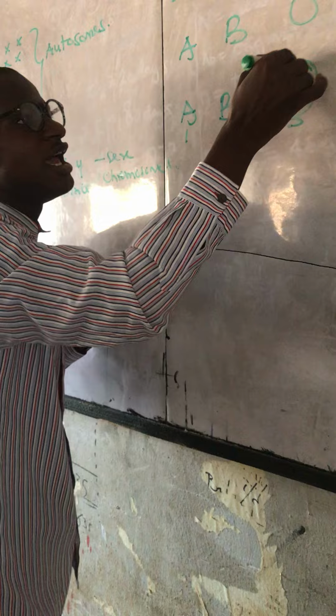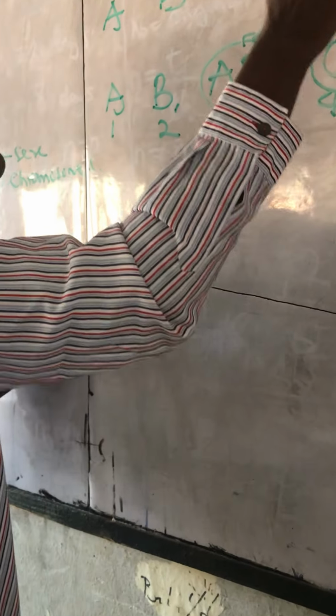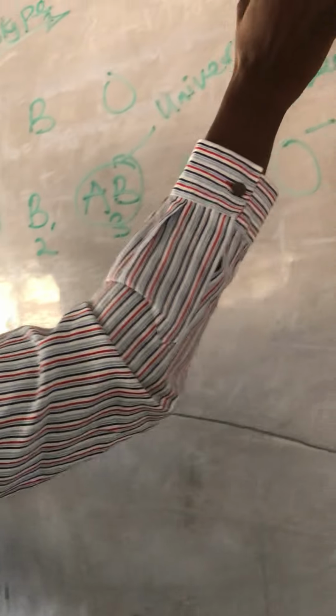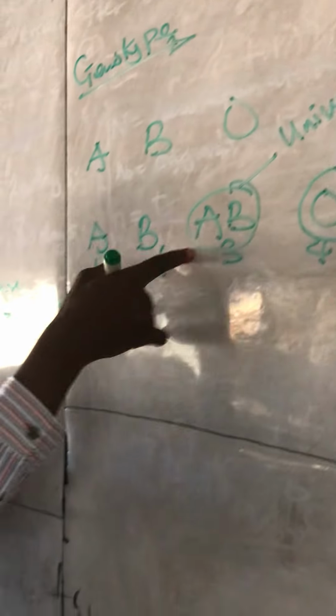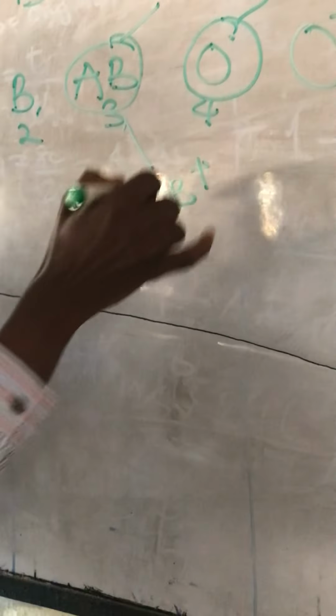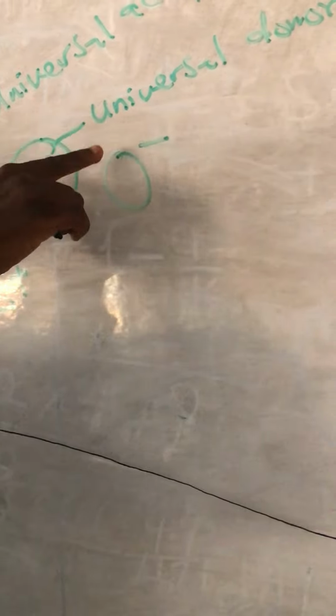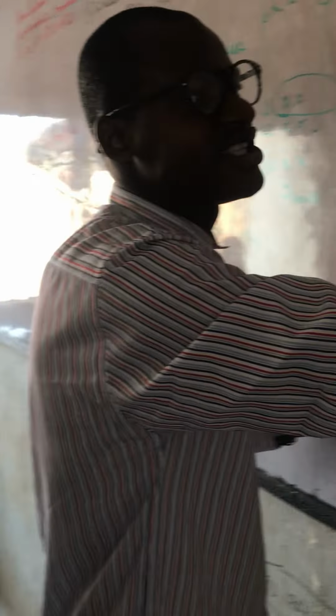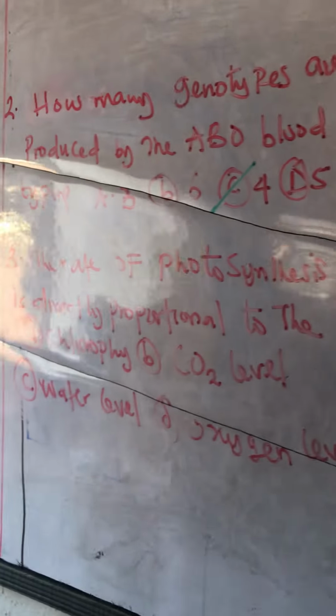Now, this AB here, we call it the what? Universal acceptor. Now, which of the AB is not the universal acceptor? The AB positive is the universal acceptor, while the main universal donor is what? O negative. But according to the UTME questions of subsequent years, they either just write O or they write AB. Please take note of that, making for our correct answer.